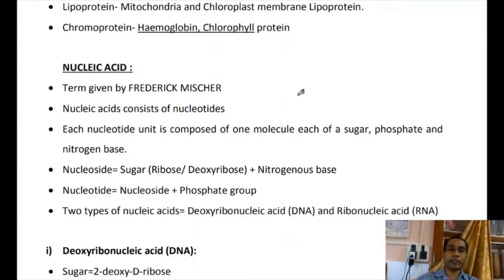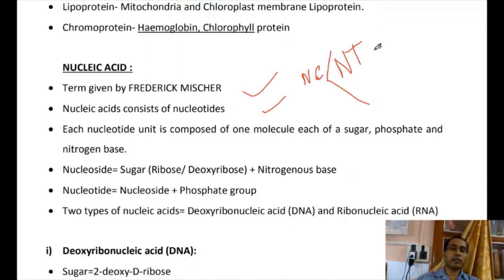See here, nucleic acid. The term nucleic acid was given by Frederick Miescher, and nucleic acid consists of nucleotides, we know, and nucleotides, NT and NC. NC is smaller than NT, so you can easily remember this with the greater than sign. The nucleoside is smaller than the nucleotide.